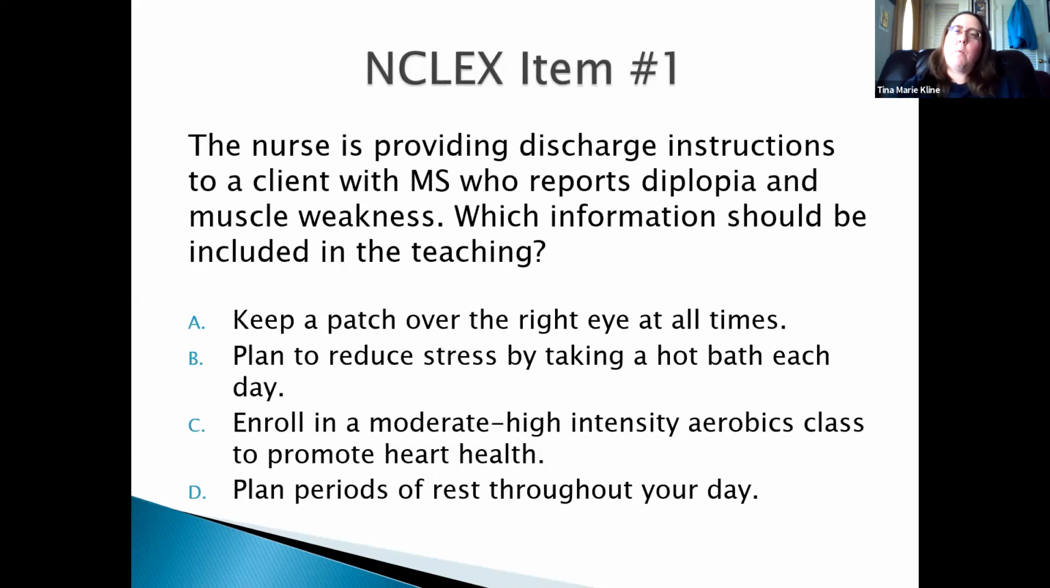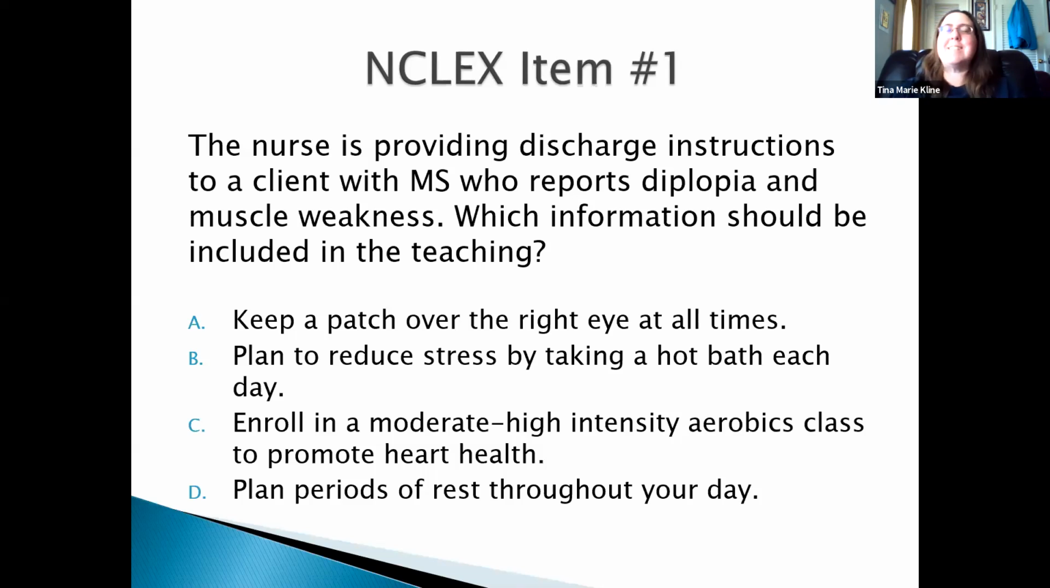Let's look at number 1. Okay, oh, I see a lot of D's here. Very good. Okay, so keeping a patch over the right eye at all times. When we talk about the diplopia, you think about why is this happening? And it goes back to the pathophys, the damage of the myelin sheath. So when you think about double vision or lazy eye that you often see in kids, where they might patch their strong eye to strengthen their weaker eye, that's not the underlying cause of the problem here.